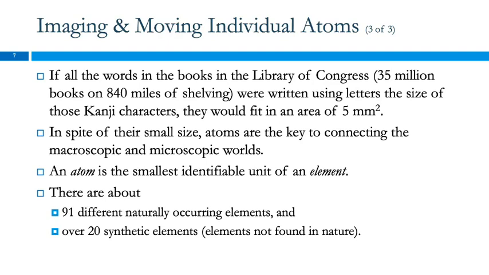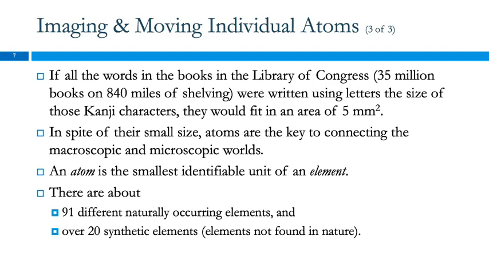So to help us get some idea of how small atoms are, we have the Library of Congress, and I believe it's in Washington, D.C. There are 35 million or so books in the Library of Congress. And if you put them on one shelf, the shelf would be 840 miles long. Imagine that. That's a lot of books, right?